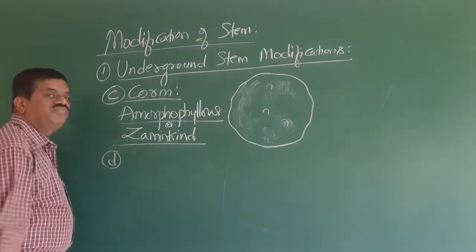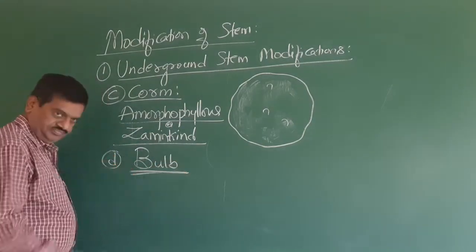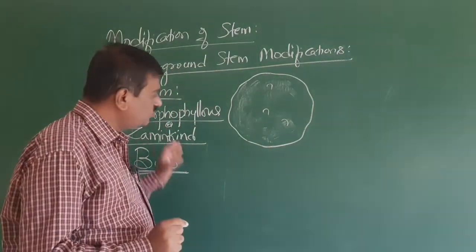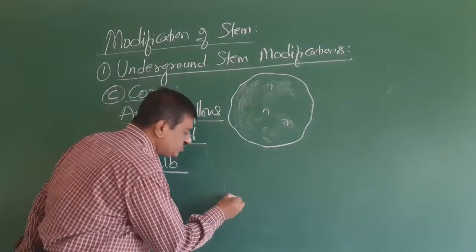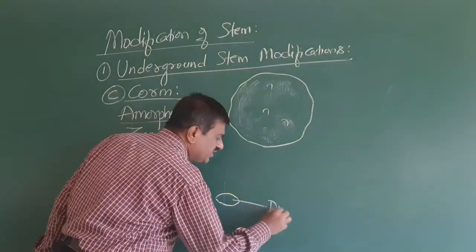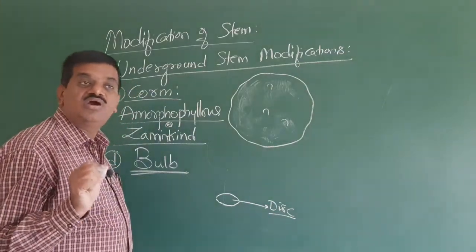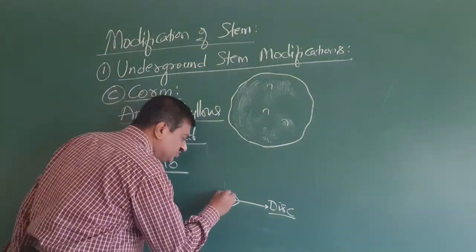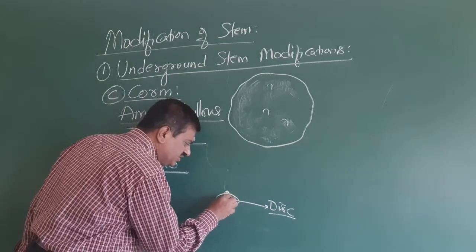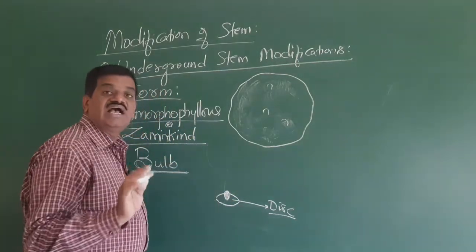We go for the fourth one, the underground stem called bulb. Here the stem is highly reduced, underground, and is a disc-like structure, called the reduced stem. It can be noticed in the onion. At the center of the disc, there is an axillary bud. When we cut the onion, at the center there are small yellow colored structures, which are the axillary bud.